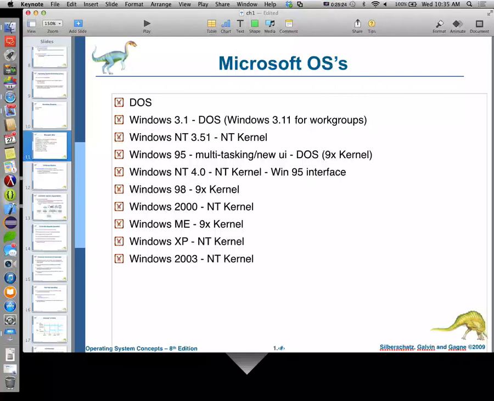This is running the Windows NT kernel. Now, what was the difference between XP and 2003? Could somebody have gotten Windows 2003? This is really 2003 Server, is what they were called. Could somebody have downloaded Windows 2003 Server and used it as a consumer operating system? Play video games on it and stuff like that?